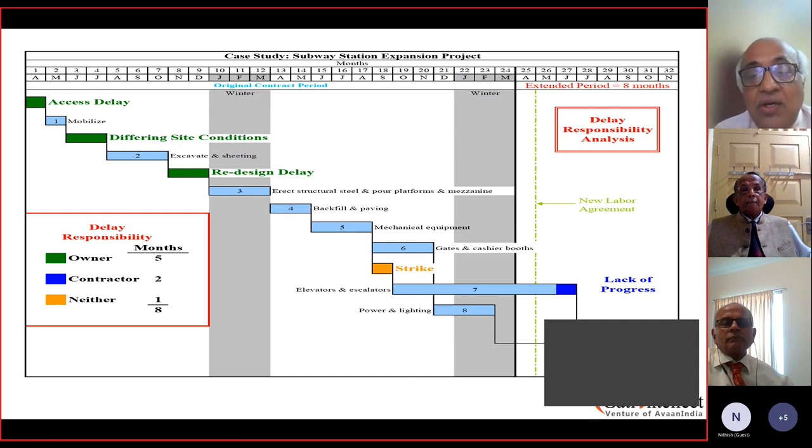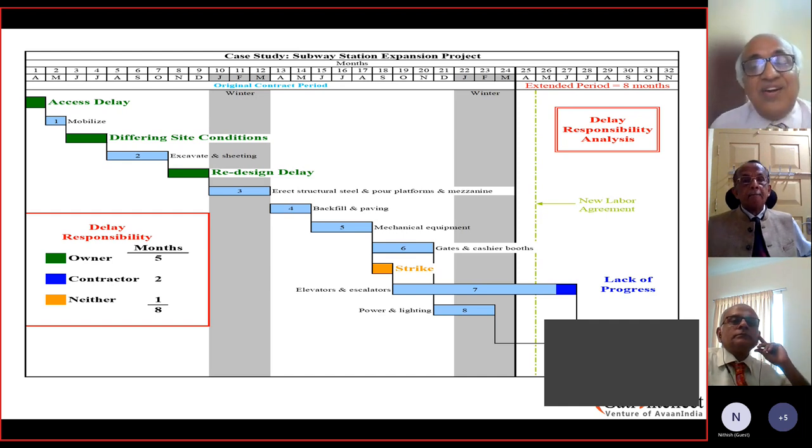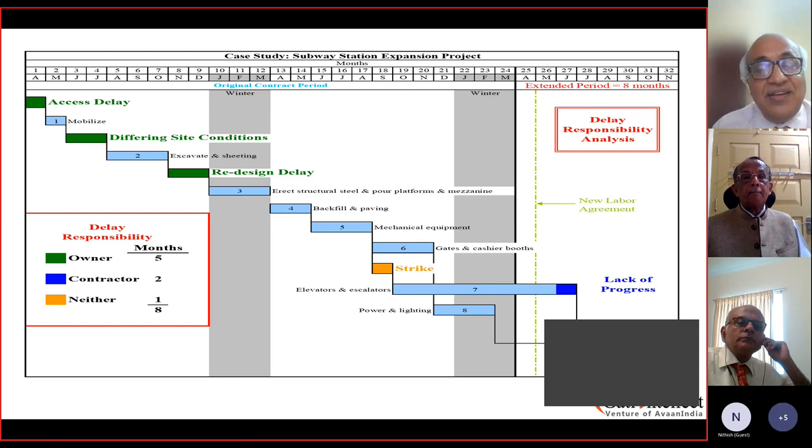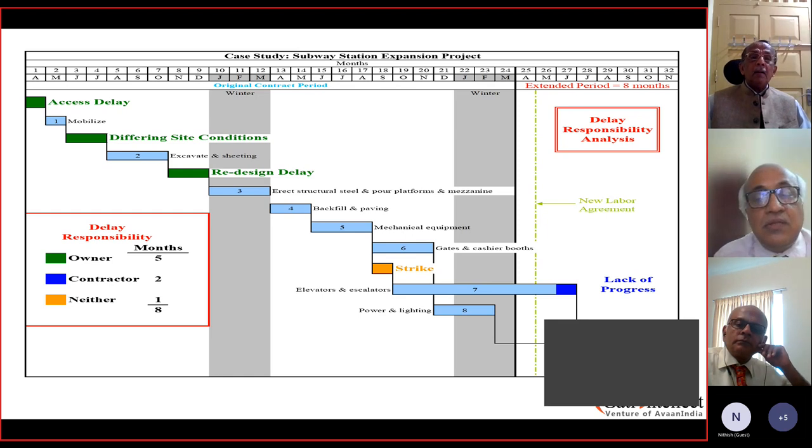So logically, I think the owner can say that they are liable only for the cost incurred for these 5 months and not for the entire 8 months. Right. Can there be a compromise formula? Because if the owner is responsible for 5 months, the contractor is for two, when they come to the final settlement, 5 minus 2, it's 3.